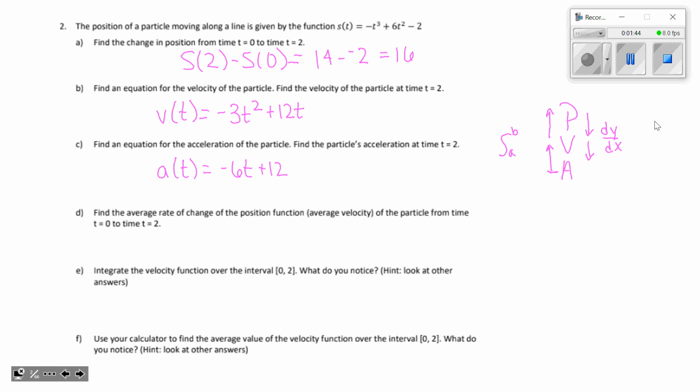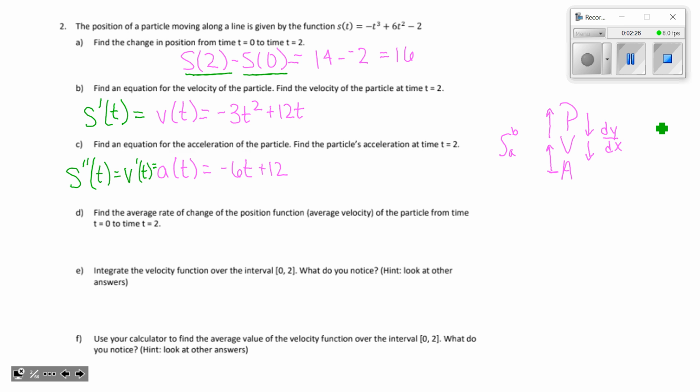All right, so I've got the answers for the first 3. Question A says find the change in position. So we're just saying the position at 2 minus the position at 0, using that position function they gave us. Finding the equation for velocity, that is the derivative of position. So S prime is the same thing right there. Then finding the acceleration function, that's the derivative of velocity. So we would start with the second derivative of position and the derivative of velocity here. That's our acceleration function. So we're just taking the derivatives.